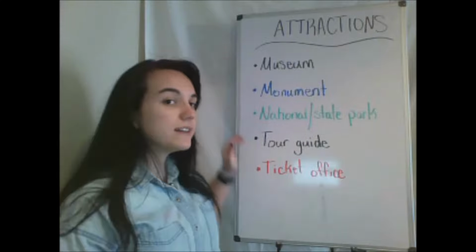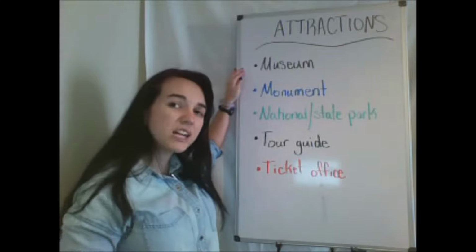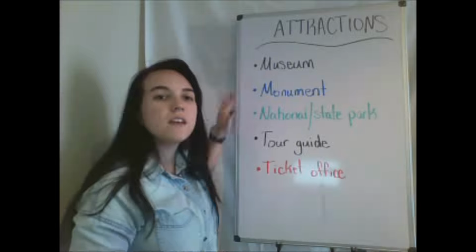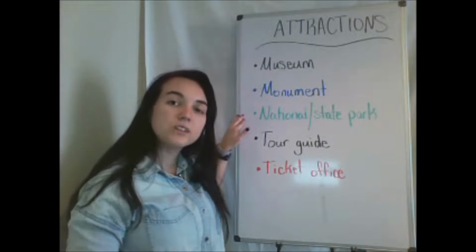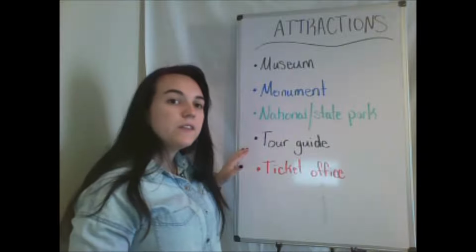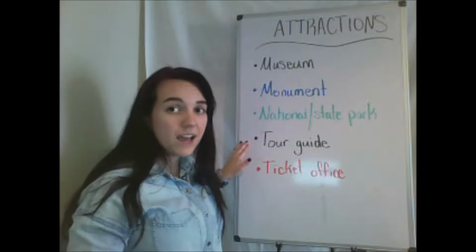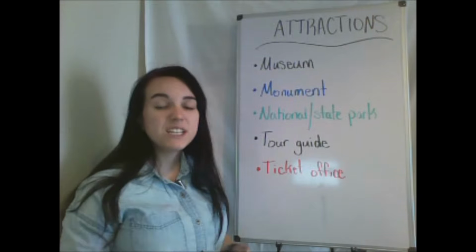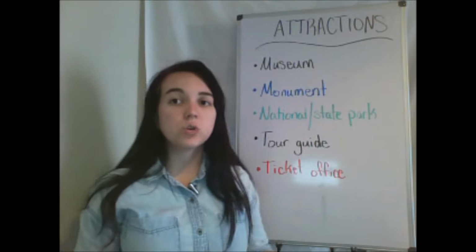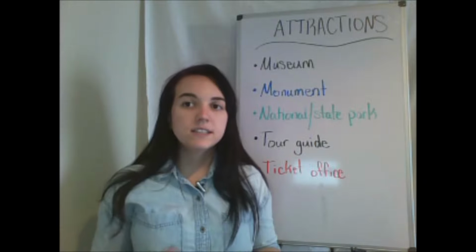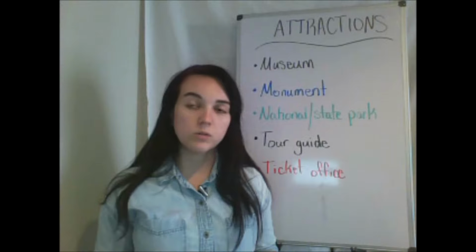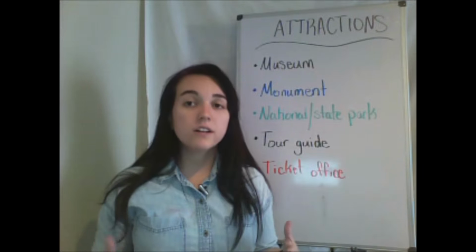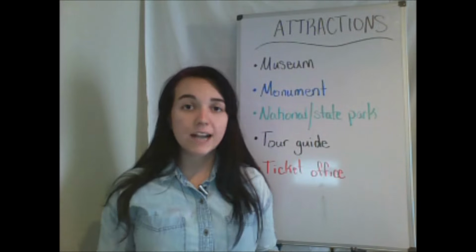So there you go. We had some types of attractions. So you can go to museums, you can see monuments, you can go to a national or a state park. You want to have a tour guide. They know a lot of information. And then you want to know where your ticket office is because you're going to need to go there to get your tickets for your attraction. So thanks for watching this video on vocabulary for attractions.